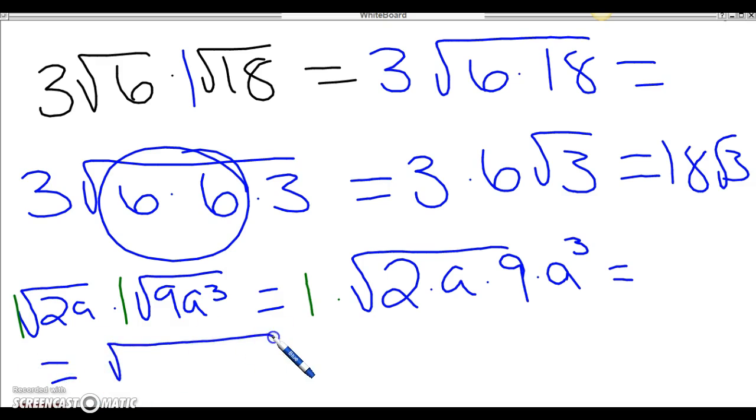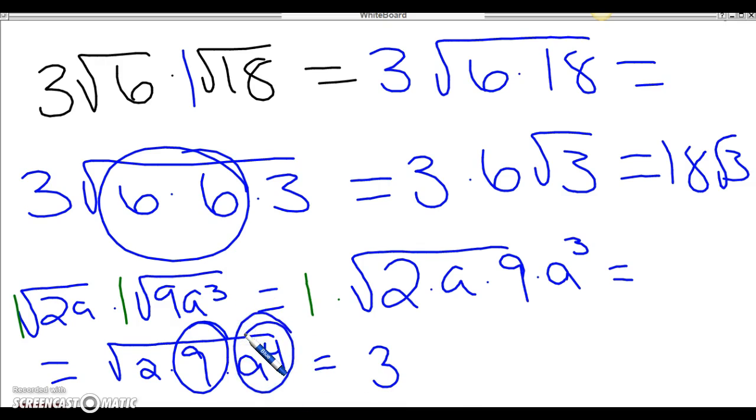So I get the square root of 2 times 9 times a to the 4th. And so I can take the square root of 9, and that's 3. I can take the square root of a to the 4th, which is a squared. And I'm left with the square root of 2. Okay, I'm going to clear this out.